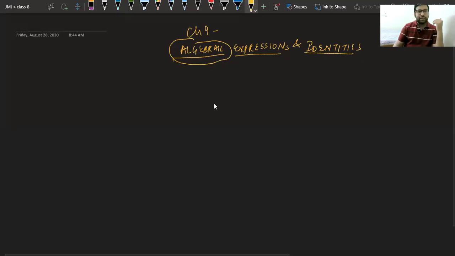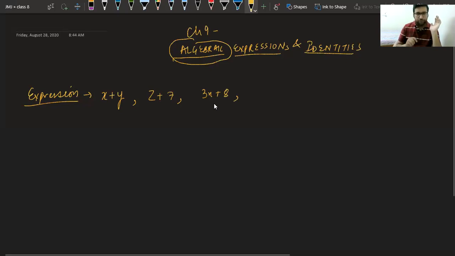Okay, now see, what is the expression? We have seen expression is a combination of variables and constants having some operators. In chapter number 2, we have seen it is a combination of variables and constants having some operators like x plus y, z plus 7, 3x plus 8. These all are algebraic expressions.